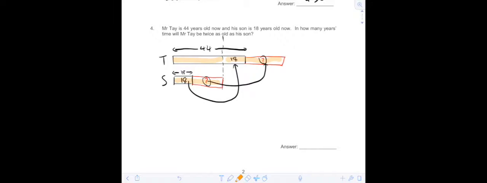and we have 44 over there, do you think we can find what's 1 unit? Yes, 1 unit will therefore be equal to 44, which is what Mr. Tay has in total, minus 18 years, which is that little portion over there. Okay, you will get 26.